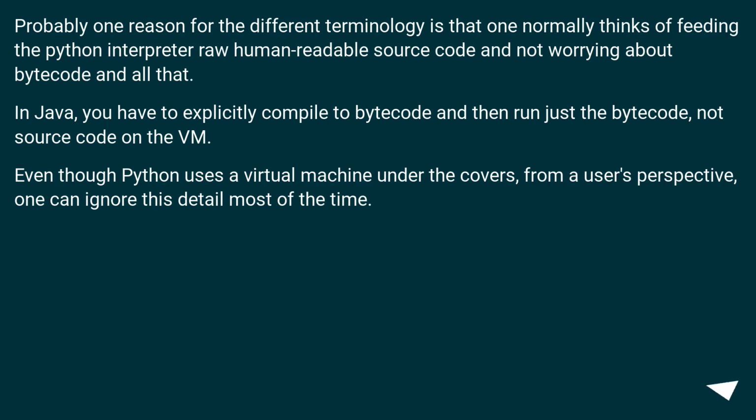Probably one reason for the different terminology is that one normally thinks of feeding the Python interpreter raw human-readable source code and not worrying about bytecode and all that. In Java, you have to explicitly compile to bytecode and then run just the bytecode, not source code, on the VM. Even though Python uses a virtual machine under the covers, from a user's perspective, one can ignore this detail most of the time.